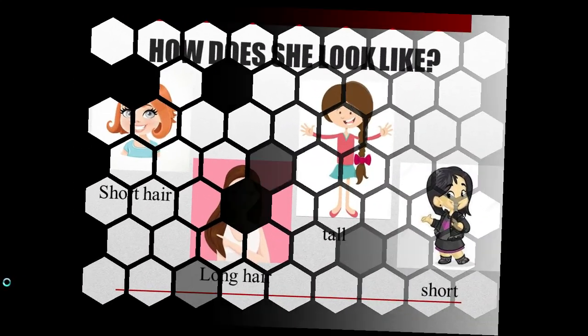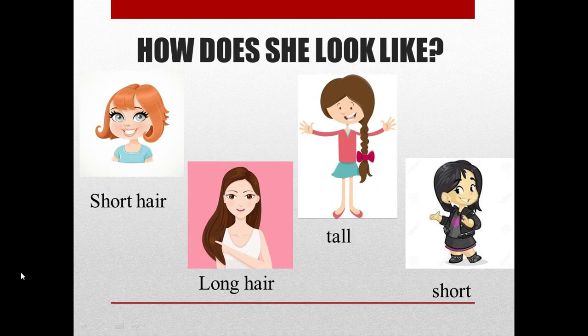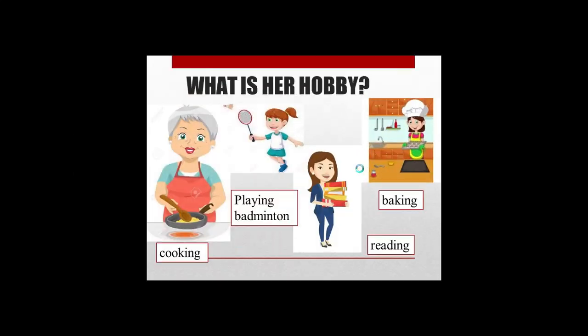The second point to keep in your mind is the physical appearance, that is, how she looks. You can tell about her hair, her height, her complexion; anything about her physical appearance. Here you can write she has short hair or long hair, she is tall or short. Likewise, you can say she has a fair complexion or a dark complexion.